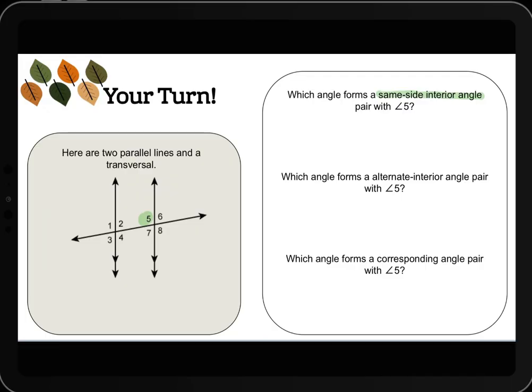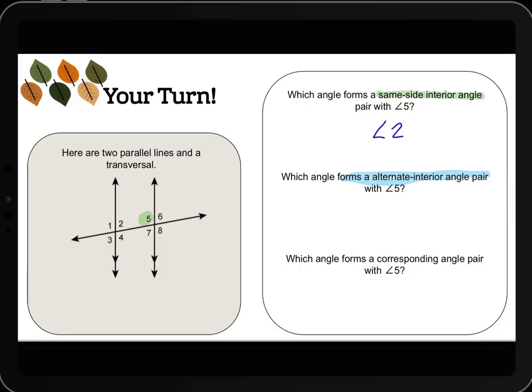Well, in this case, that would end up being angle 2, right? Because those would form same side interior angles right there. So angle 2 is the angle I need to make a same side interior angle with 5. But what if I wanted to use an alternate interior angle instead with angle 5? So how would I end up doing that?